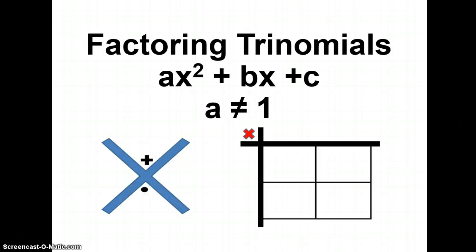Welcome back to Factoring Trinomials. Today we're going to be going over what happens when your leading term is not just x squared, but maybe it's 2x squared, negative 3x squared, or 100x squared. What do I do about that? We're going to be using the same graphic organizers we've used from the last two lessons, but we're just going to be adding on an additional piece.